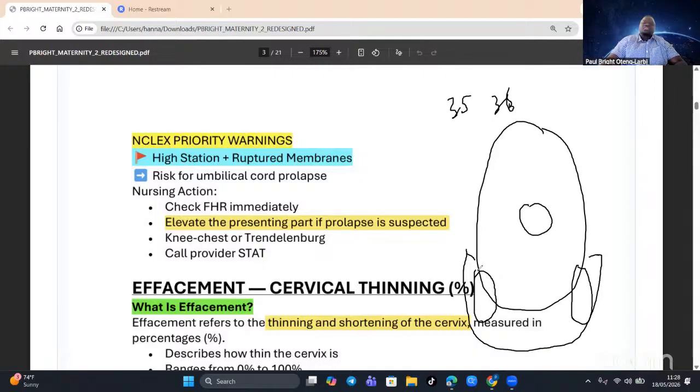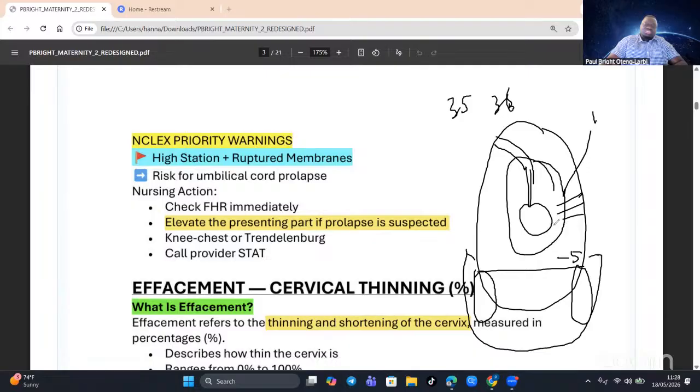Here is -5. The baby's head is here. The baby is covered with what? The amniotic sac, or the membranes. This is the umbilical cord connecting the baby to the placenta. This membrane has ruptured and the fluid leaked out. That is not a problem.